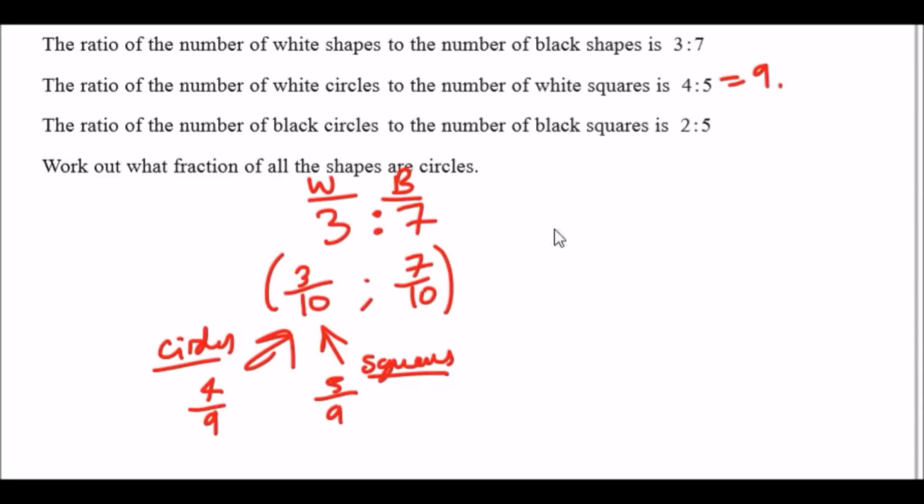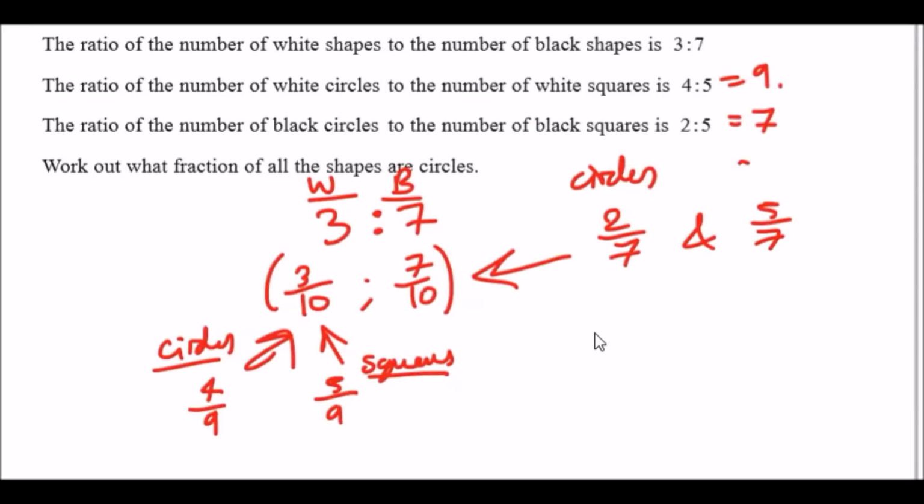And the last one, the ratio of the number of black circles to number of black squares is 2 to 5. Again, the total number of parts is 7. So we can say 2 7ths are black circles, 5 7ths are black squares. So let's do over here. From 7/10 we can say 2 7ths are circles and 5 7ths are squares. It doesn't matter how you write this, best to write it somehow. Now here comes the ultimatum.